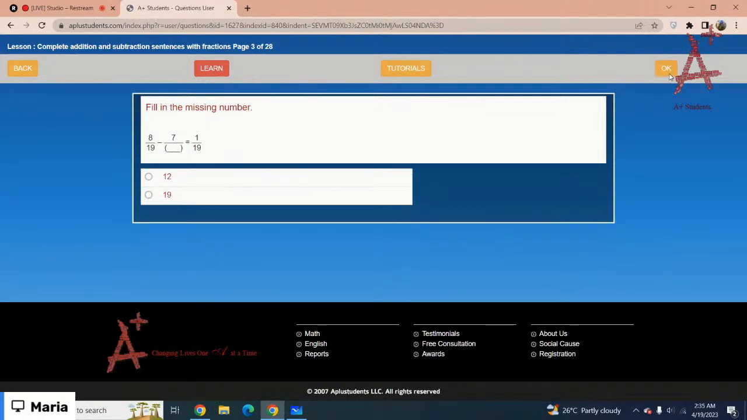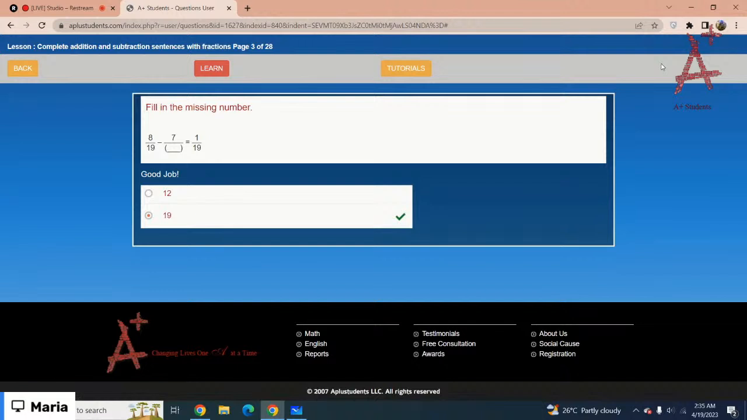Okay, the next one is 8 over 19 minus 7 over missing number equals 1 over 19. So which number is missing? When you are subtracting the fractions, they must have the same denominator. Got it? So the denominators of the other two fractions are exactly the same. That means this one is also 19. Got it?